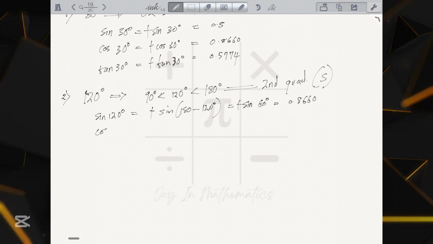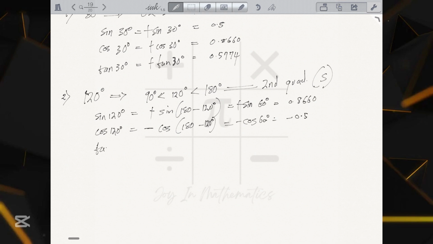Let's move on to cos 120 degrees. Cos 120 degrees is also cos of 180 minus theta, and theta is 120 degrees. Now in the second quadrant only sine is positive, therefore cos is negative. And this will give us minus cos 60 degrees, which is minus 0.5.